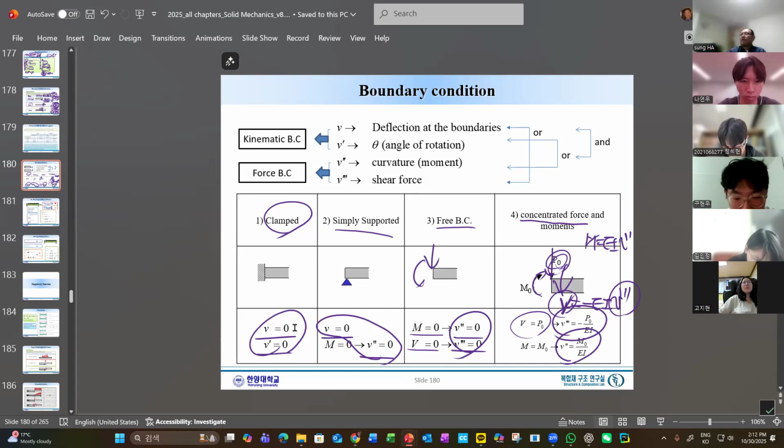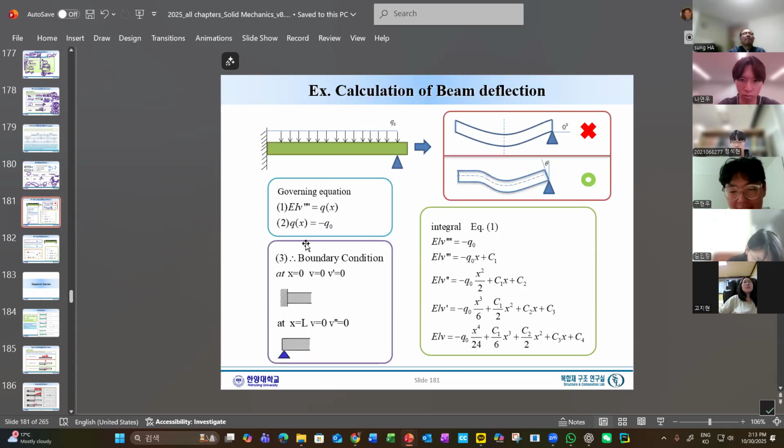Pretty much straightforward mathematically. So engineering-wise, we understand mechanics and then relate it to a mathematical relation. We should be able to represent our mechanics in terms of some mathematical representations. Okay, this is a very important slide you guys need to understand. Okay, so calculation of beam deflections.